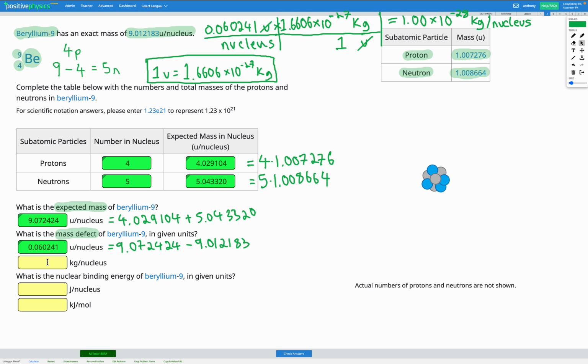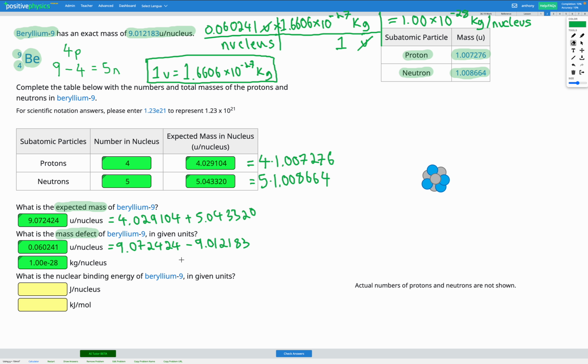So we can go ahead and enter that number in our answer box here. Remember, times 10 to the power of is written as E when entering numbers on this platform. Negative 28. So 1.00 E negative 28. Awesome. So we've converted our mass defect from atomic mass units per nucleus into kilograms per nucleus. Now we can use them in the equation for the nuclear binding energy.